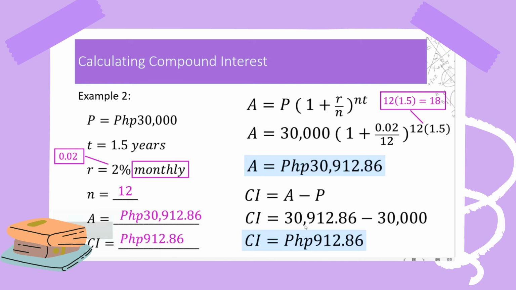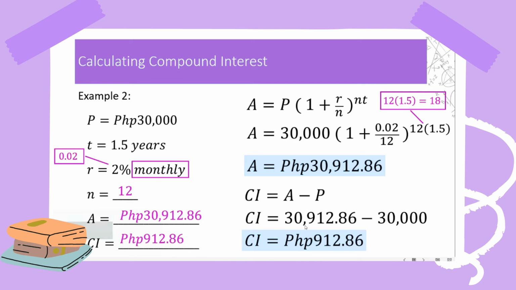Finding the compound interest. To find the compound interest, we subtract the principal from the total amount. Compound interest is A minus P. So, 30,912.86 minus 30,000 is equals to 912.86 pesos. Ibig sabihin, ang compound interest na kinita mo in 1.5 years ay 912 pesos and 86 centavos.